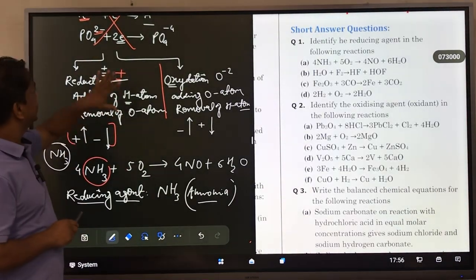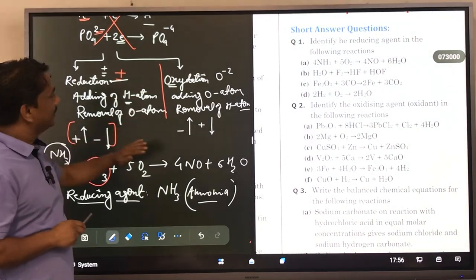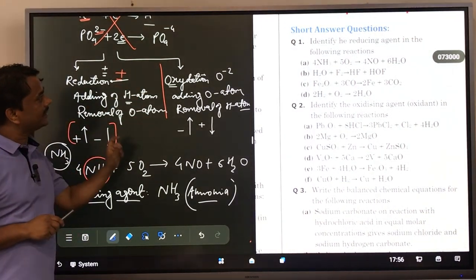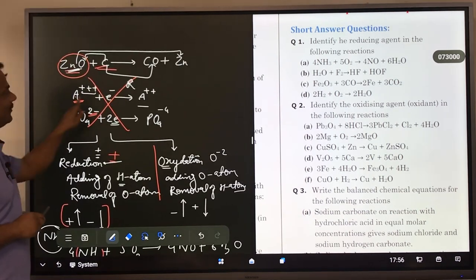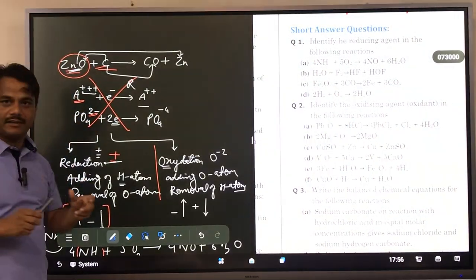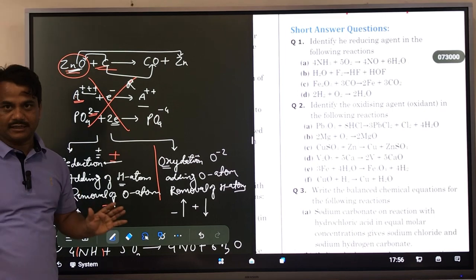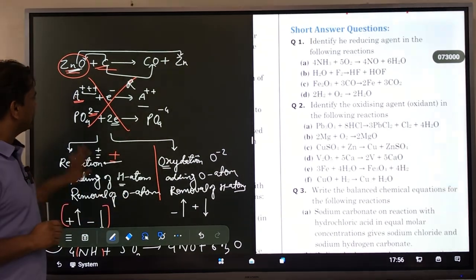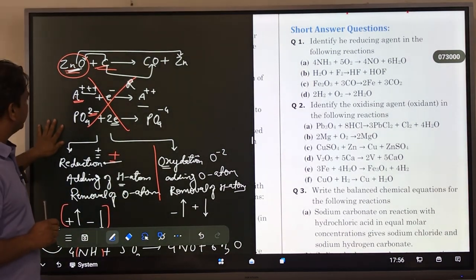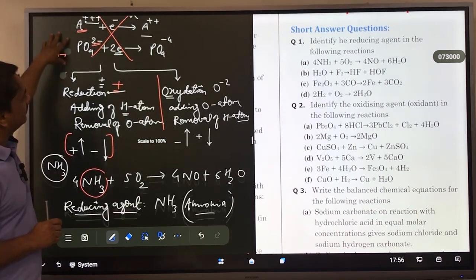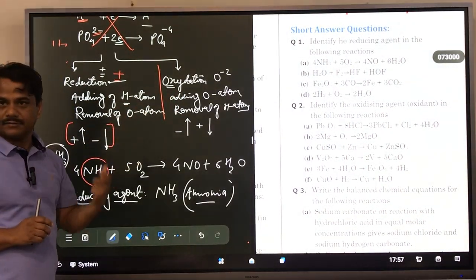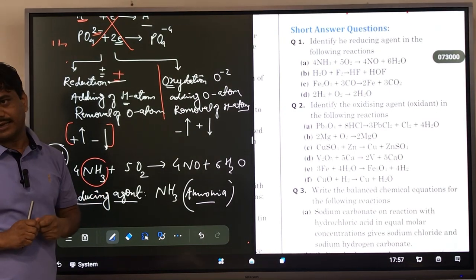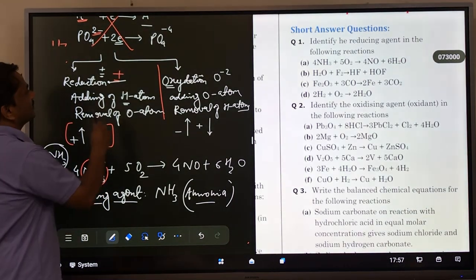So what we have discussed is the redox reaction. In 10th class, defining redox reactions on the basis of electron loss and electron gain is not in the syllabus. Right now, we have to study only on the basis of oxygen atom gain or hydrogen atom gain, and oxygen atom loss and hydrogen atom loss.